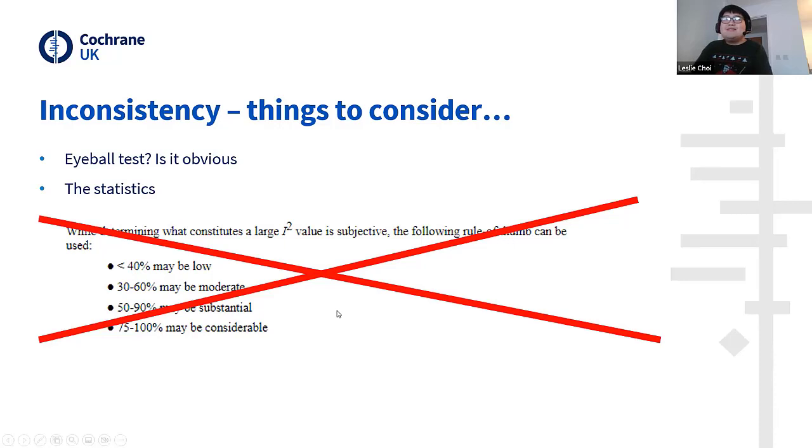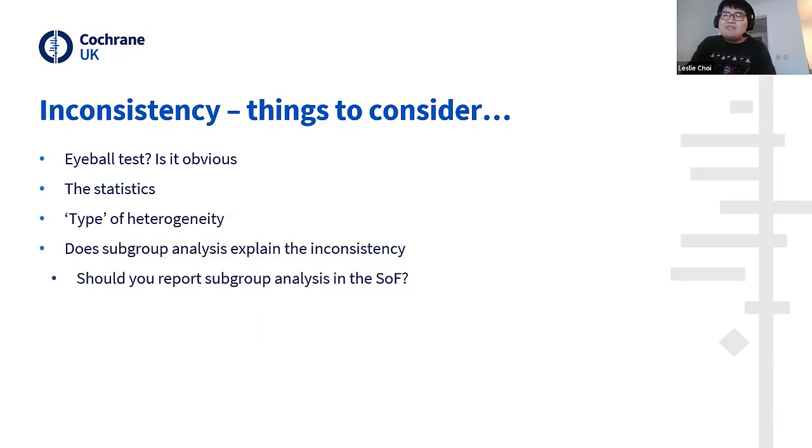So what should we do instead? Well, I think it's important to consider the type of heterogeneity, so whether it's quantitative or qualitative, and I'll go into further detail on what I mean by that later. And also, obviously, where possible, and if it was the plan from an a priori published protocol, always conduct the subgroup analysis to try and explain the inconsistency. But I think that raises another question: should you then report the subgroup analysis in the summary of findings table if it appears to explain the heterogeneity that you originally faced from the pooled effect?